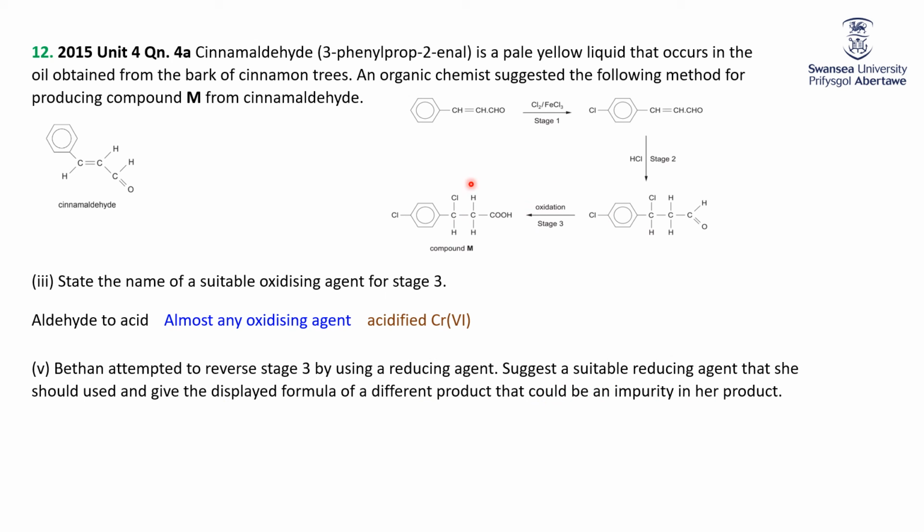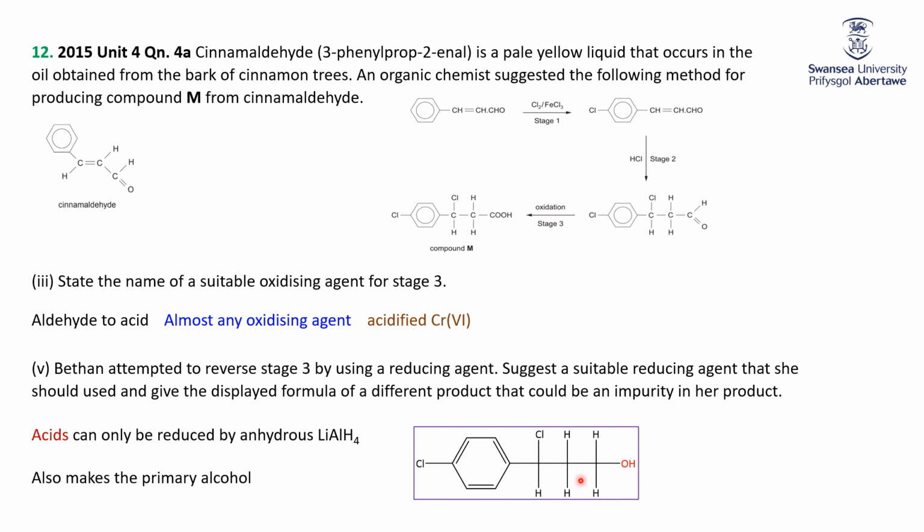Well, anytime you want to reduce an acid, you have to use the stronger one. The lithium aluminium hydride in anhydrous conditions, usually ether. And of course, anytime you start to reduce an acid, yes, you will make the aldehyde, but then you can also reduce the aldehyde to the primary alcohol, which will look like this. So just taking our aldehyde and turning the aldehyde group to a primary alcohol.